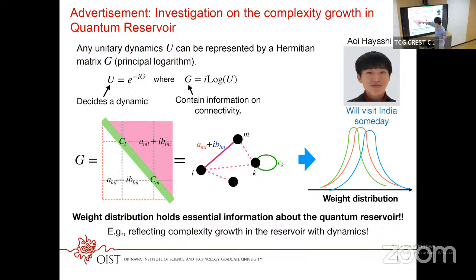The diagonal term represents the nodes and self-connections, and the off-diagonal terms represent links between nodes. By focusing on the distribution of these amplitudes, he shows in his paper that it has some information about the complexity of the reservoir. But it's his work, so I think he will give the talk next time.